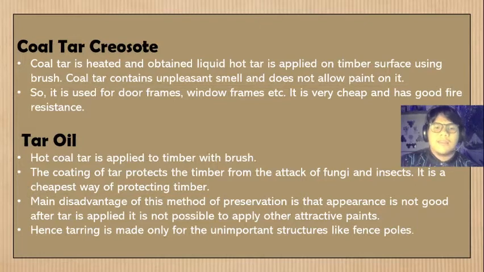The main disadvantage of this method of preservation is that the appearance of whatever we build is not good. After the tar is applied, it is not possible to apply other attractive paints, so for example, if we build furniture or decorations, this kind of preservation is not good for it. Hence, tarring is made only for unimportant structures like fence poles.